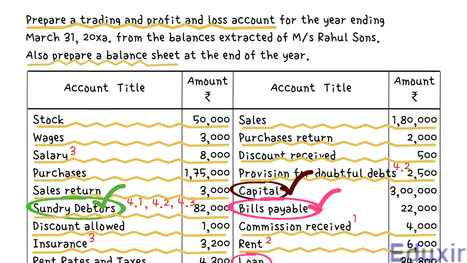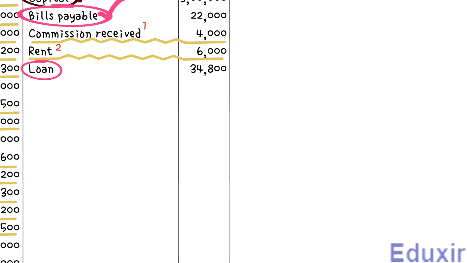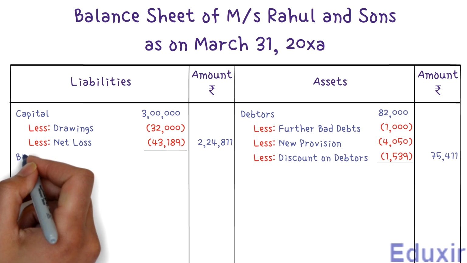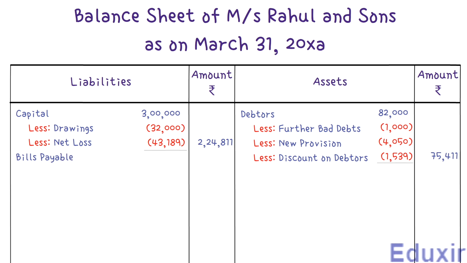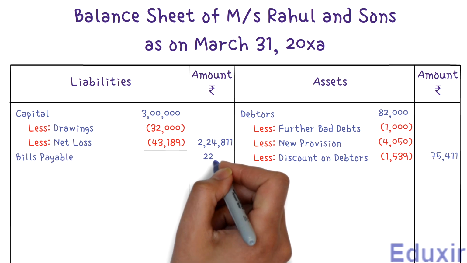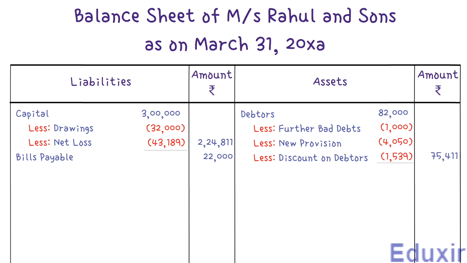As you know, the bills payable are liabilities for the business. So, it should be posted on the liabilities side of the balance sheet. Also note that the balance of this bills payable is 22,000 rupees. So, let's first write the bills payable on the liabilities side of the balance sheet. Let's then write the bills payable amount of 22,000 rupees in the amount column. With that, we have completed the posting of the bills payable related entry on the liabilities side of the balance sheet.